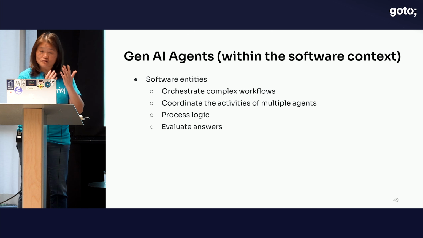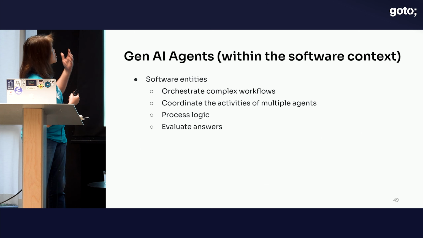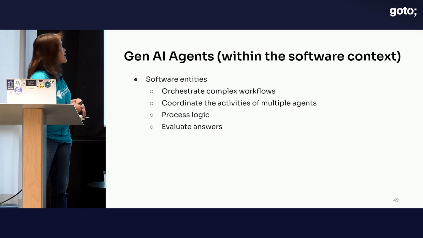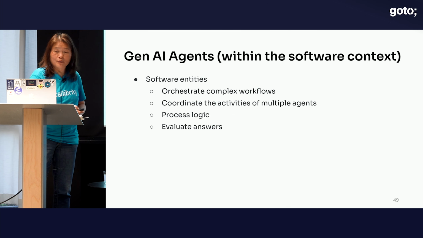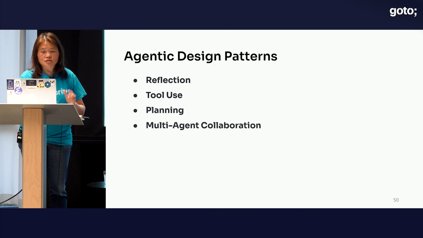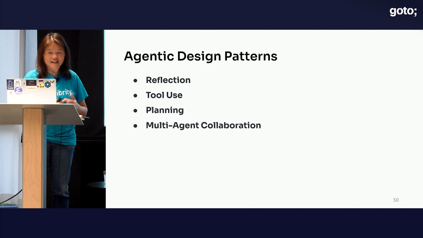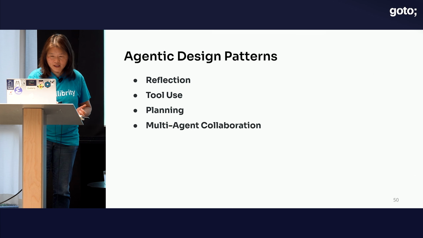So essentially, generative AI agents within this software context are supposed to orchestrate complex workflows, coordinate the activities of different agents, process logic, and evaluate answers. That's the agent. Now let's look a bit into some of these agentic design patterns. Again, I learned this from Dr. Ng. I thought it was very cool. There are 4 design patterns: reflection, tool use, planning, and multi-agent collaboration.